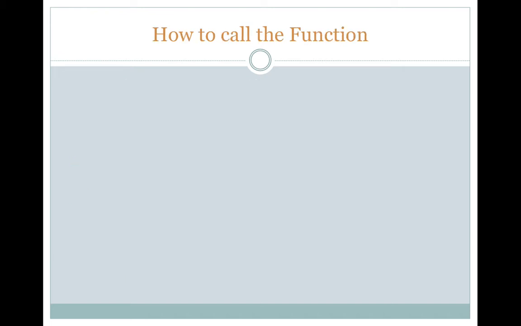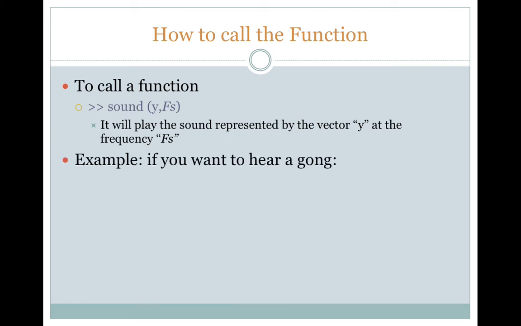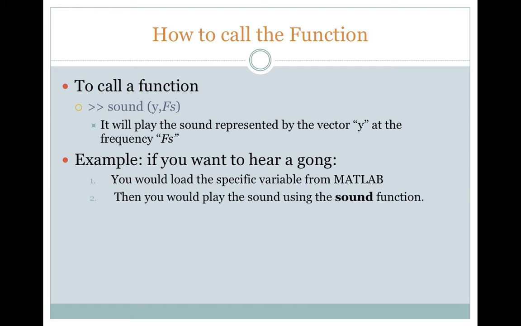How to call the function. To call a function, first of all, sound(y, fs), like I mentioned earlier. It will play the sound represented by the vector y. In this case, let's use gong at a frequency of fs. If you want to hear a gong, number one, you would load the specific variable from MATLAB. Then you play the sound using the sound function stated above right here. So give that a try.